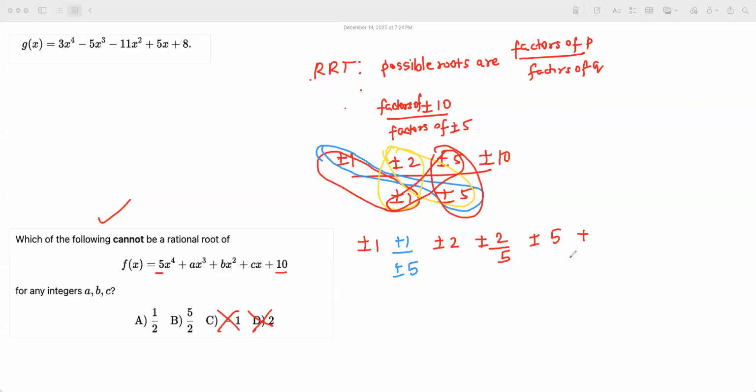Wait, was there multiple answers? Yeah, A, B, C, D. Oh wait, no, I thought we could only choose one. Yeah, you can only choose one.